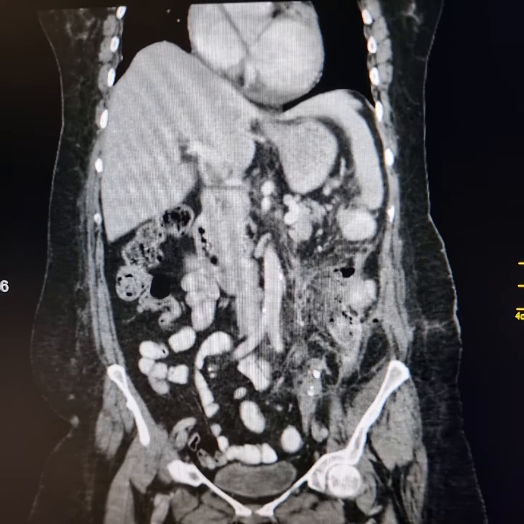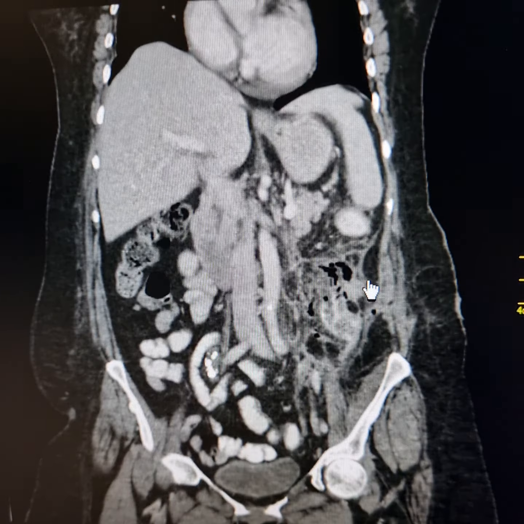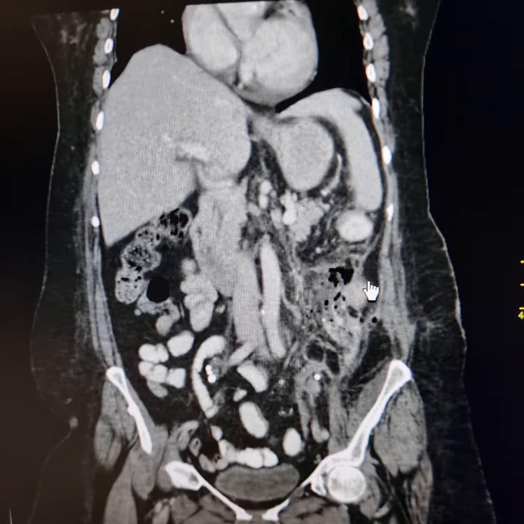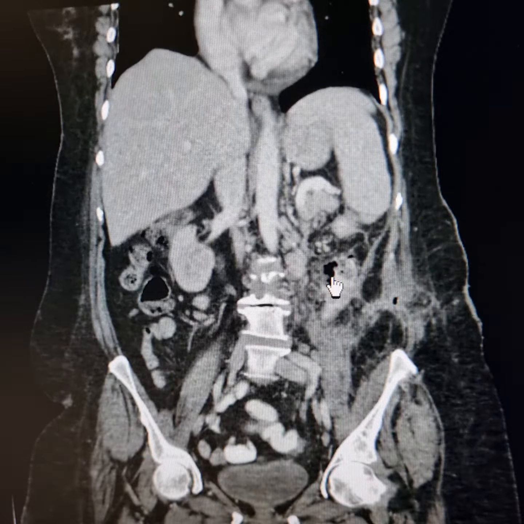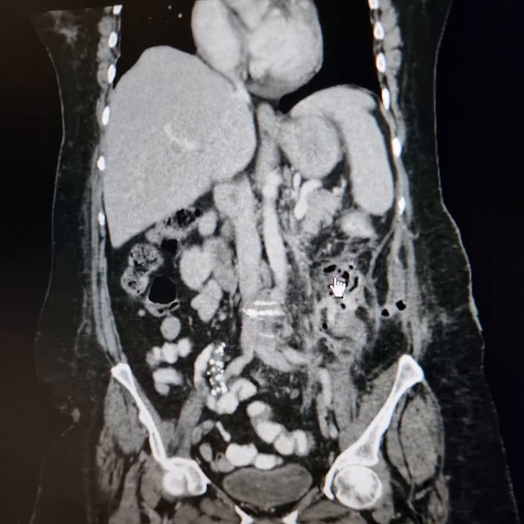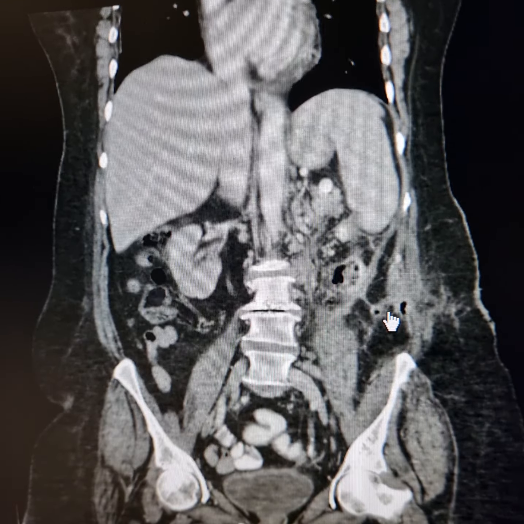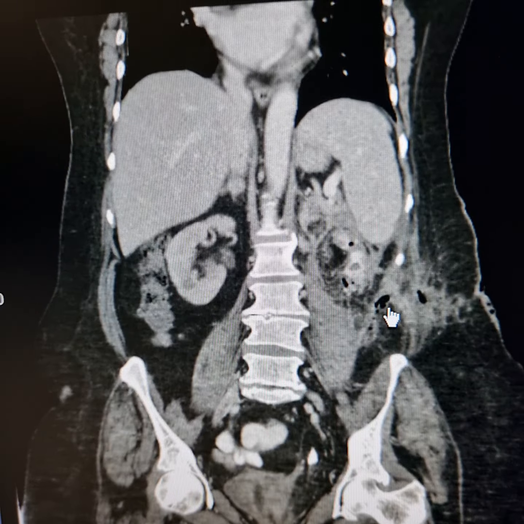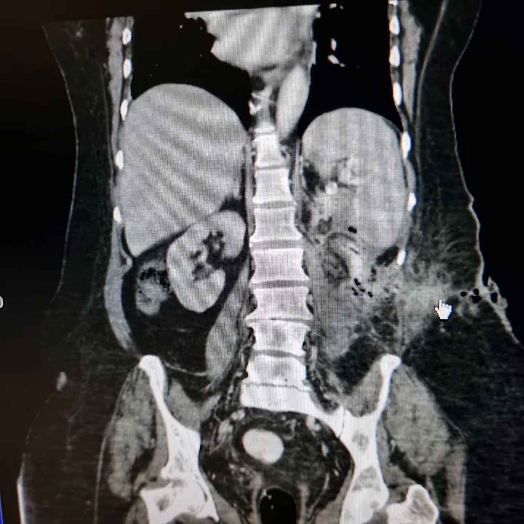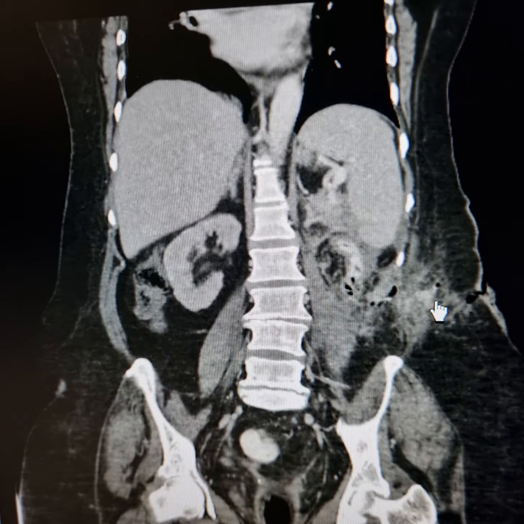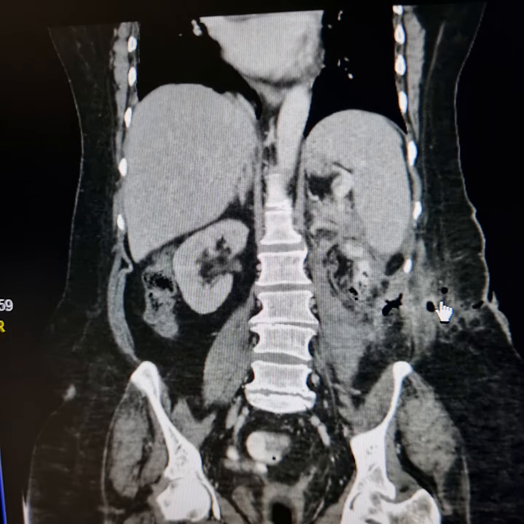This is the coronal scan. Please observe marked infection and inflammatory reaction in the region of the left renal fossa, perforation of the descending colon probably at this level, and the extravasation of contrast medium into pararenal space and then outside through the sinus tract. So the patient has developed colocutaneous fistula.